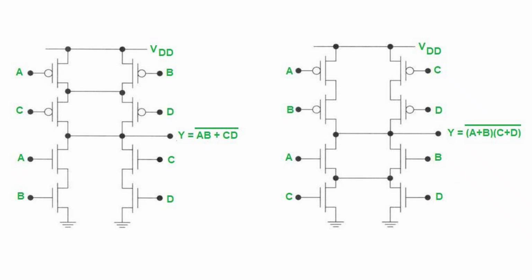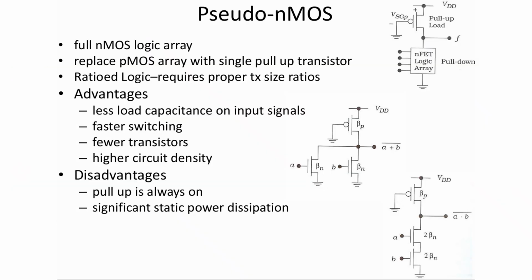So it's a very simple idea. If you look carefully, you can grasp this. Pseudo NMOS, very simple: just remove the upper part. There is no need to use the pull-up network, just replace it by one PMOS.